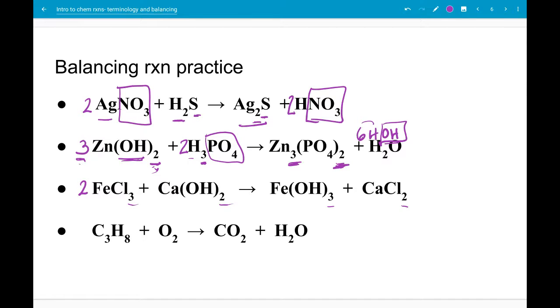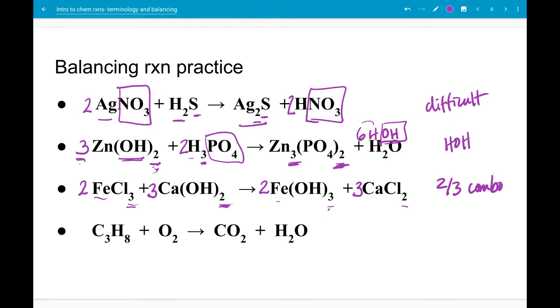So if I put a 2 in front of FeCl3, that would give me 6 chlorines. So I'm going to put a 3 over here. That gives you 6 chlorines. So 3 calciums, 6 hydroxides. Put a 2 here, 6 hydroxide, 2 Fe's. So that was the 2-3 combo. If you see, it just saves you time.